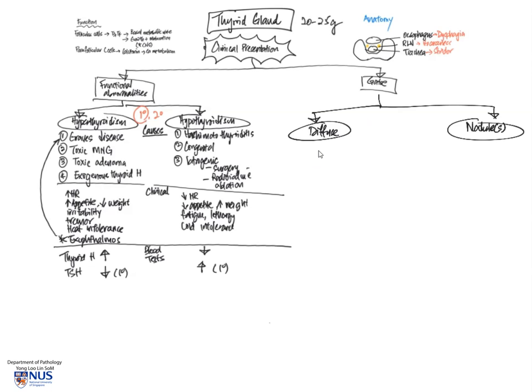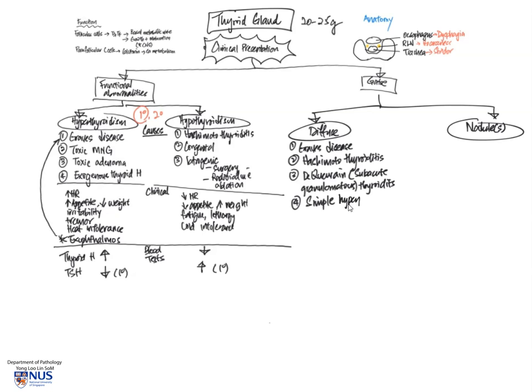So, in diffuse enlargement, we would think of systemic conditions such as autoimmune diseases, so Graves' disease, Hashimoto thyroiditis, and other thyroiditis, for example, De Quervain or subacute granulomatous thyroiditis. And a simple hyperplasia, which is the earliest stage of multinodular goiter, can also cause a small diffuse goiter.